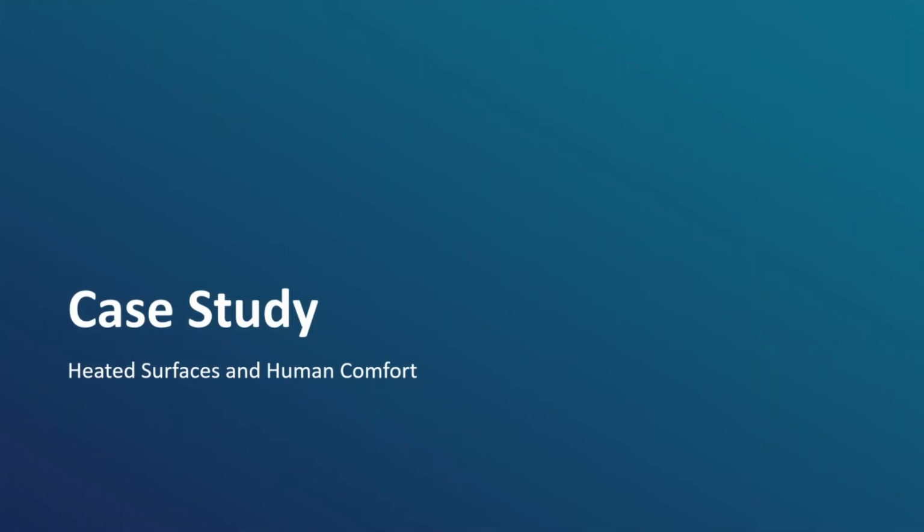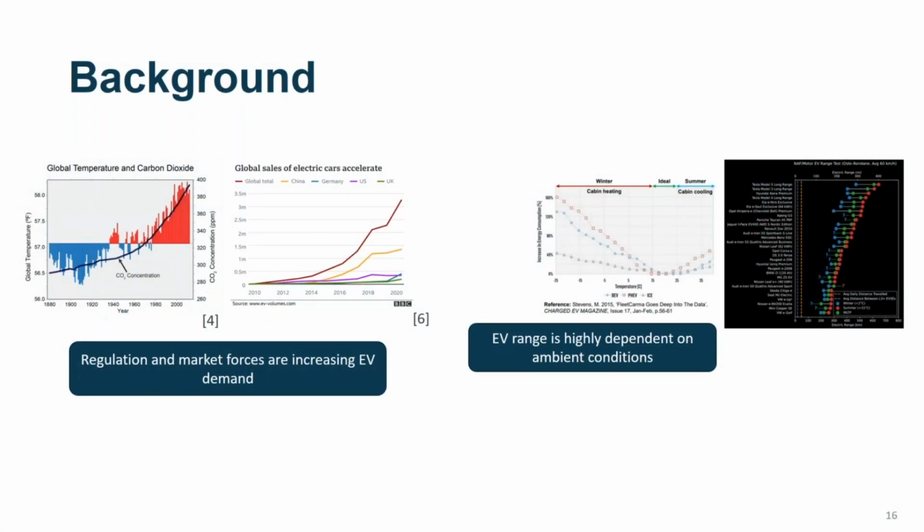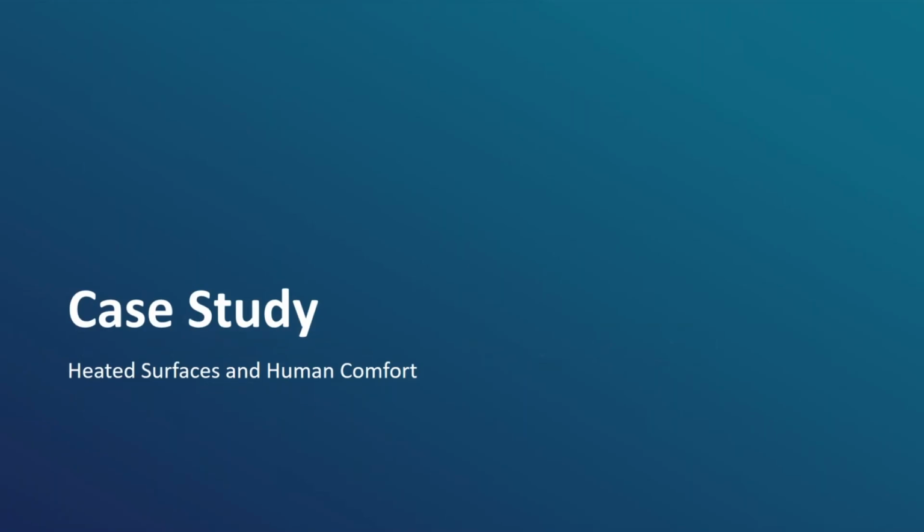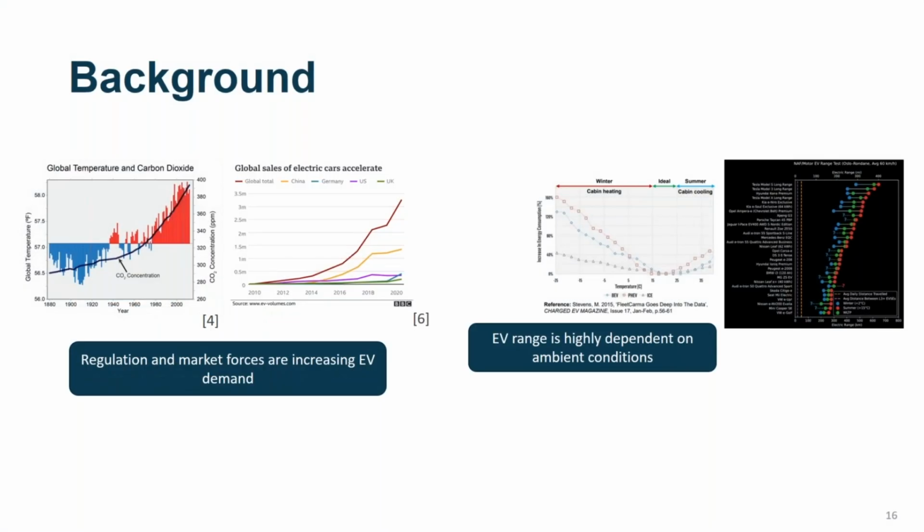This case study I've been alluding to this entire time is regarding heated surfaces in human comfort. The reason why we're focusing on heated surfaces is because the market is moving towards EVs and the EV range anxiety is a big concern with the adoption of EVs. The reason is because there's fewer charging stations out there, so people are a little nervous on where they're going to go charge up their vehicles because they're not as common as gas stations yet.